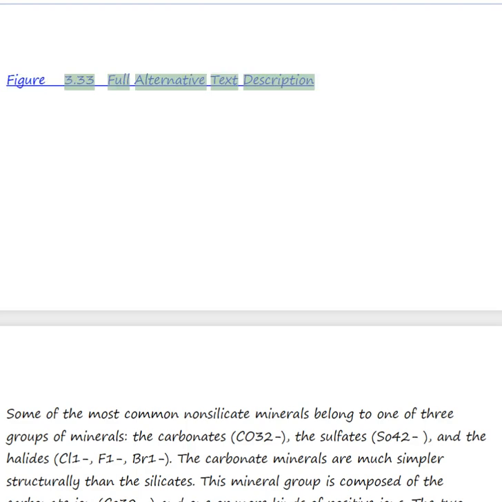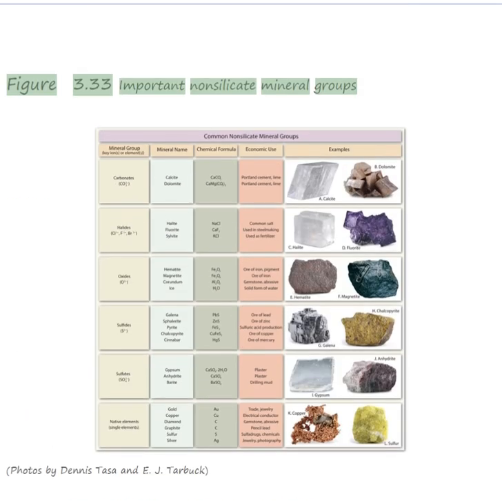Figure 3.33 Full alternative text description. Figure 3.33: Important non-silicate mineral groups.